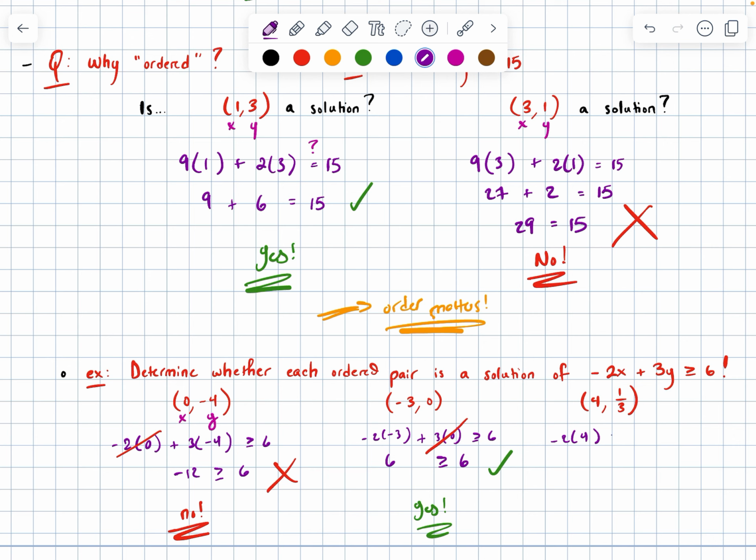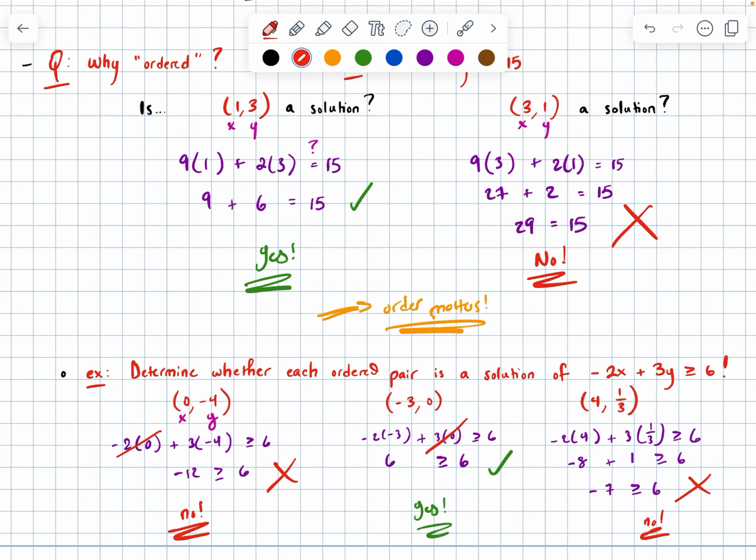And finally, (4, 1/3). So 4 is going to take the place of our x. 1/3 is going to take the place of our y. -2 times 4 is -8. Plus 3 times 1/3 is 1. -8 plus 1 is -7. Is -7 greater than or equal to 6? No. So is this a solution? Nope, it is not. Fantastic.